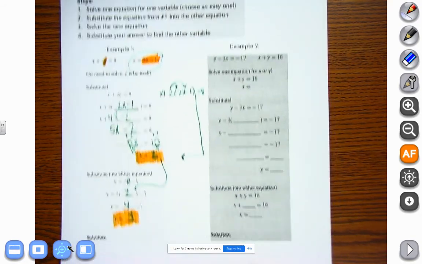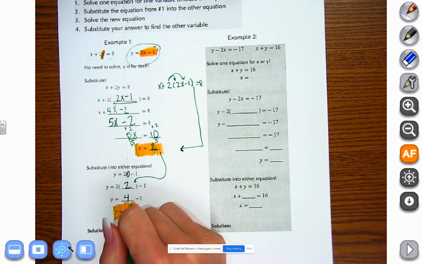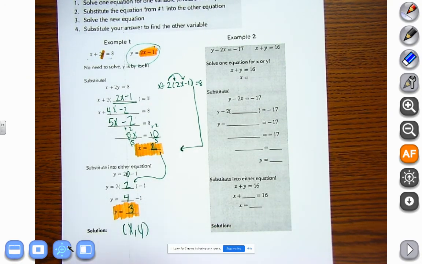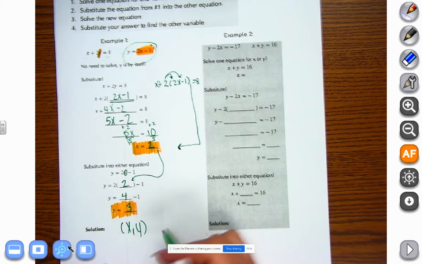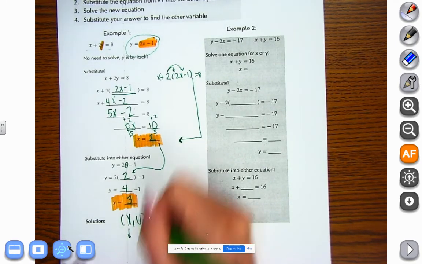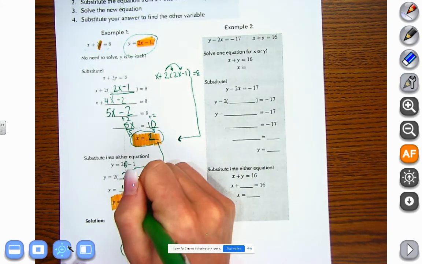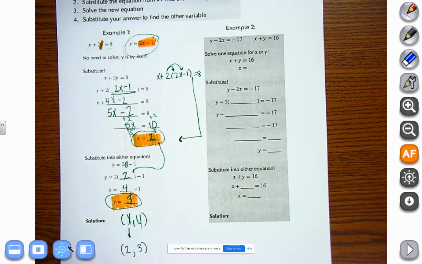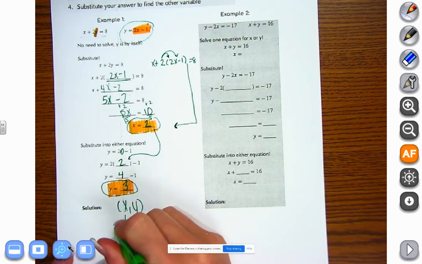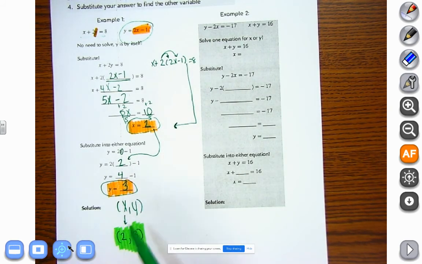Okay. We're still not done. We have to write our solution as an ordered pair, just like we did when we solved by graphing and we gave a point, which was an x comma y. So our x is 2, and our y is 3. So our final answer, and I will highlight that in a different color, is going to be 2, 3. This is our final answer below.